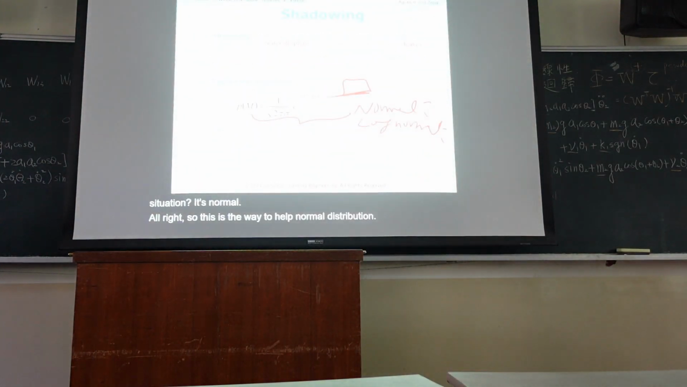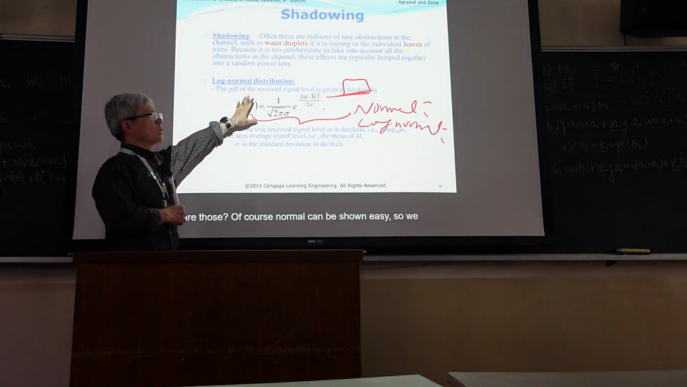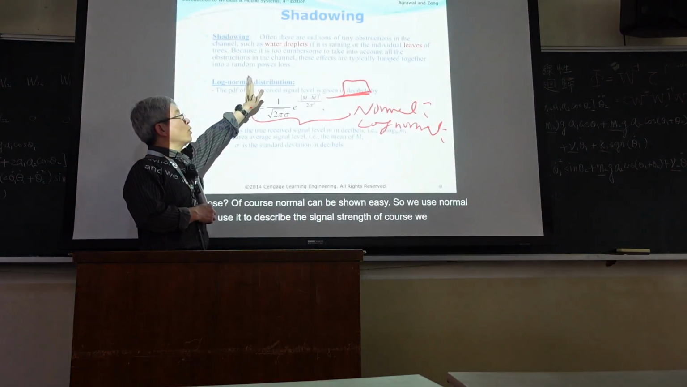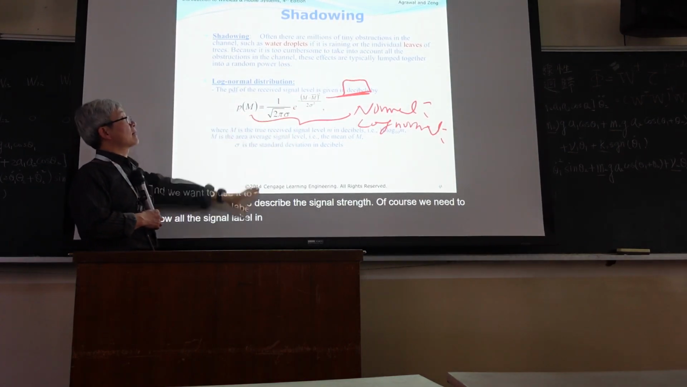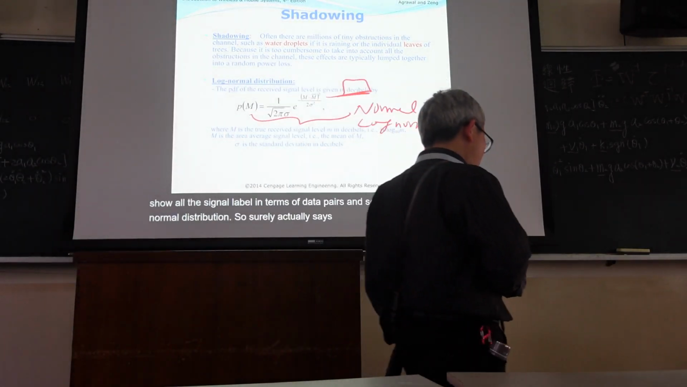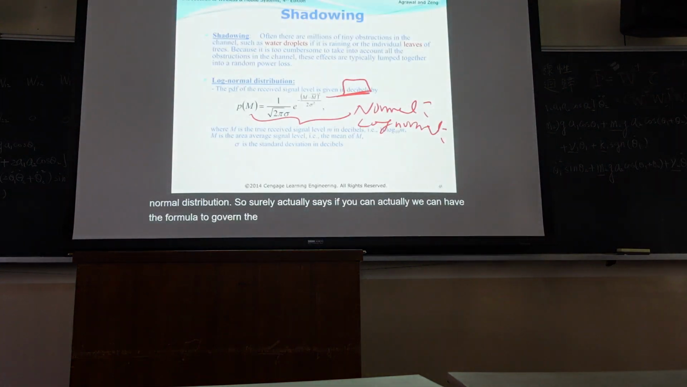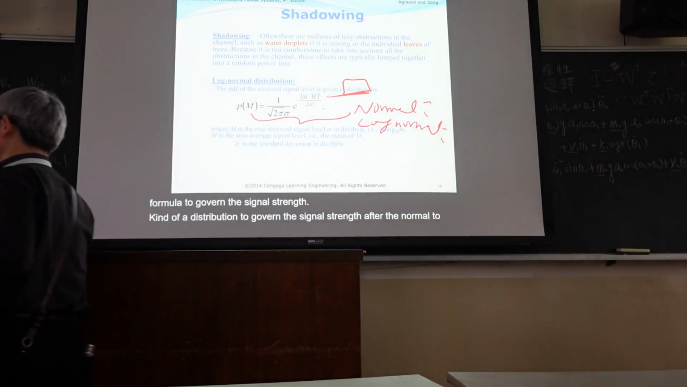Of course, normal is easy to work with, so we use normal to describe the signal strength. We need to show the signal level in terms of decibels, so that we can have the log normal distribution. So shadowing says, if you have the theory, we can have the formula to govern the signal strength. What kind of distribution governs the signal strength? Actually, log normal governs the signal strength.